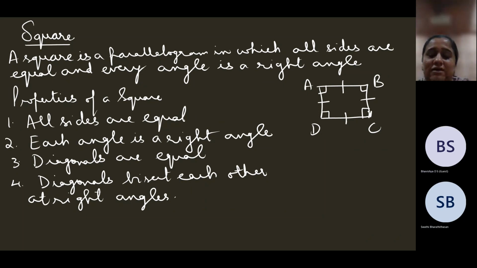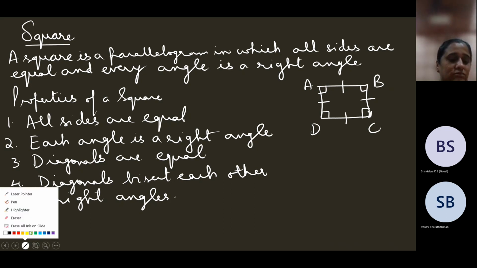So the exclusive properties are diagonals are equal here. In a square, diagonals are equal. And the diagonals bisect each other at right angles. Diagonals are equal. Equal meaning? Whatever is the length of this diagonal, the same will be the length of this diagonal. The diagonals are equal and they bisect each other. That means they cut each other into two equal pieces. This portion is equal to this one and this is equal to this.